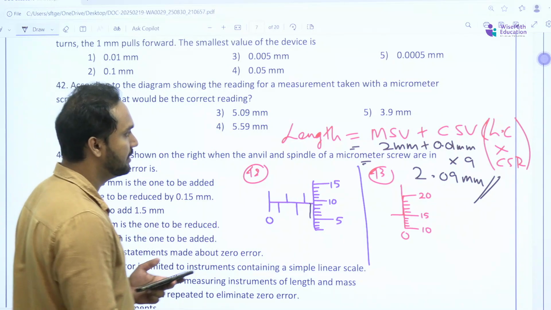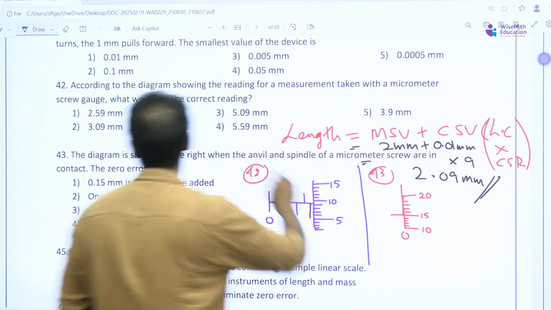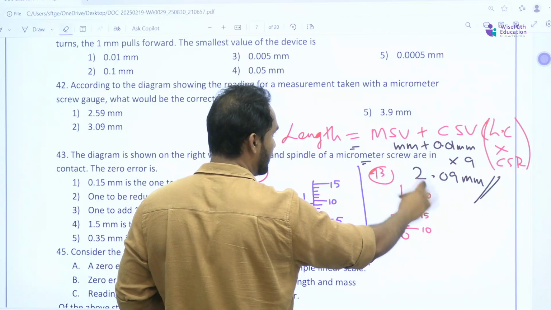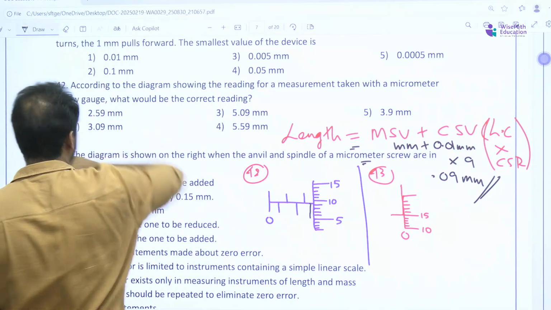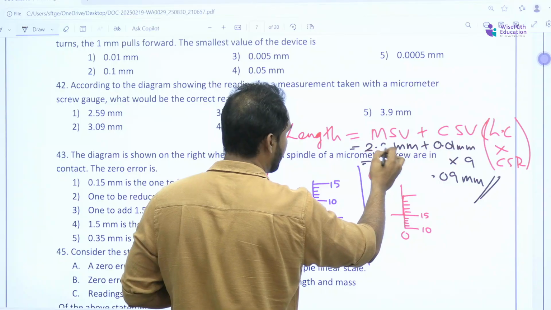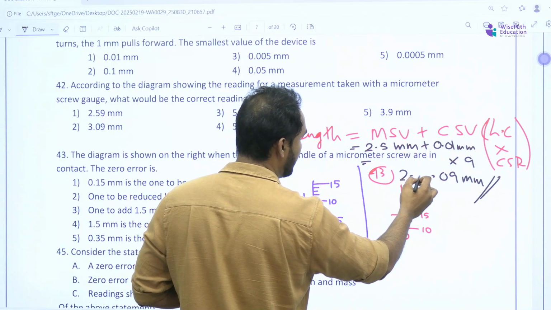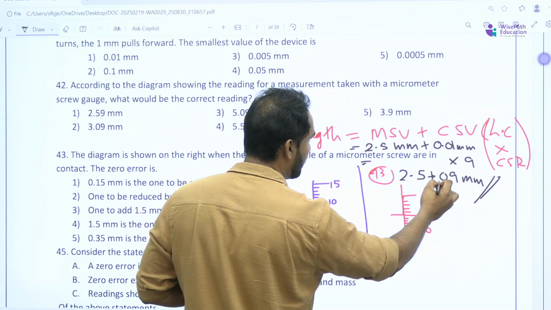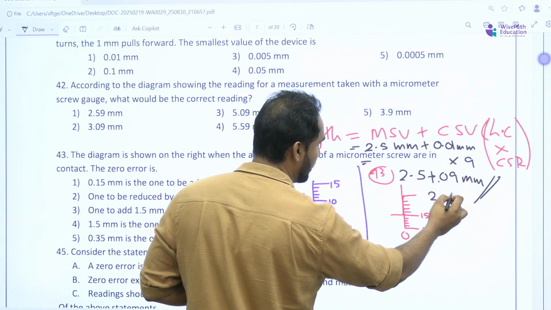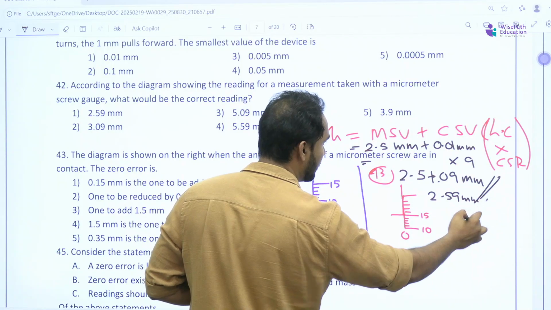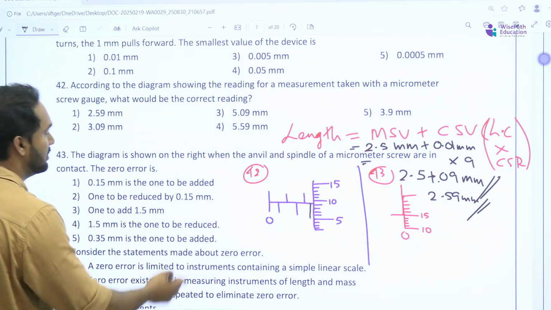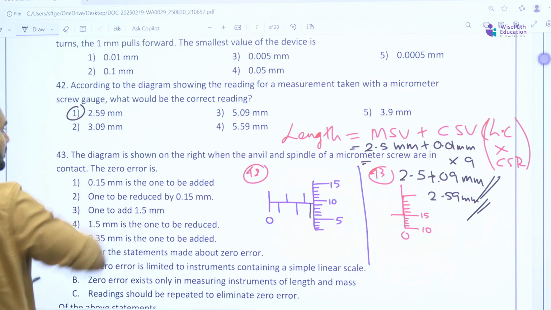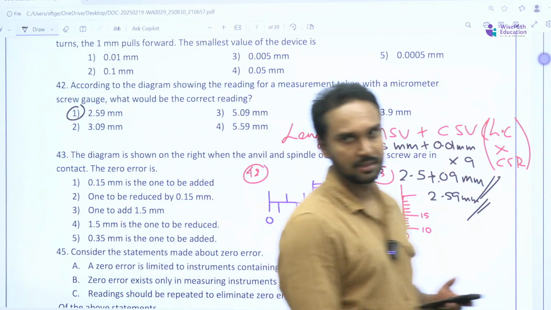So the main scale value is actually 2.5 millimeters, right? So it's 2.5 plus 0.09, that is 2.59 millimeters, right? The answer is what? Where is the answer? This one, right? First answer. 2.59 millimeters is the answer, right?